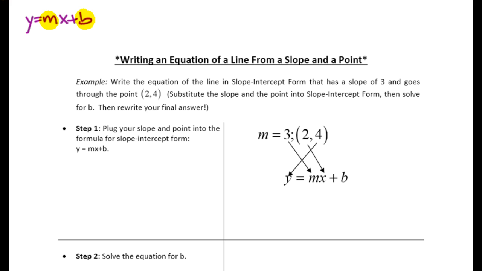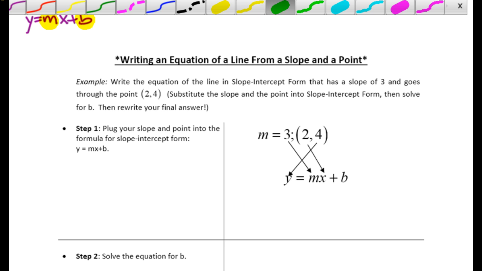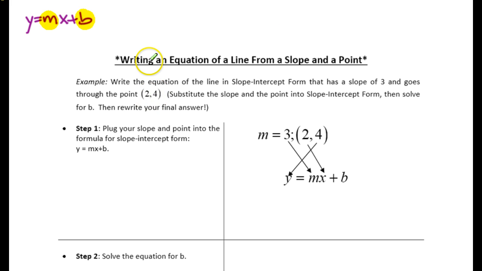So what we're going to do now is the same thing, but they're going to make it a little bit harder for us. They're not going to give us everything. So here we're going to write an equation of a line from a slope and a point. They're still going to give us the slope, but not the y-intercept, okay? But we can find it, and then we just plug it all in.